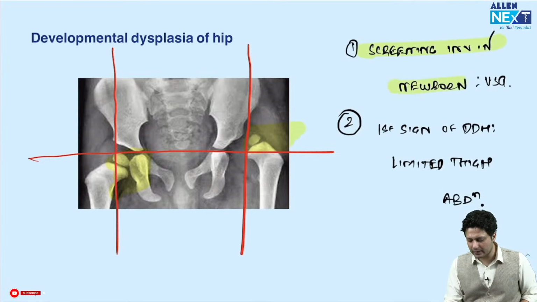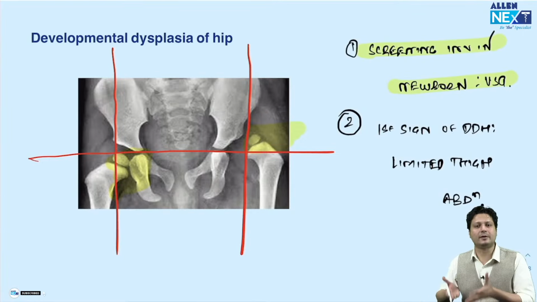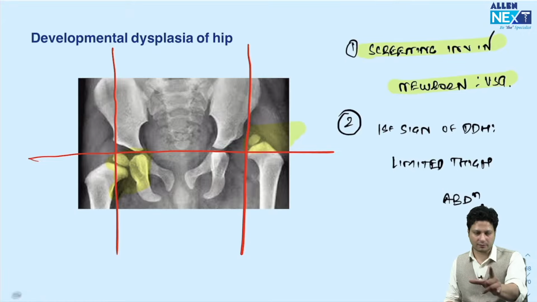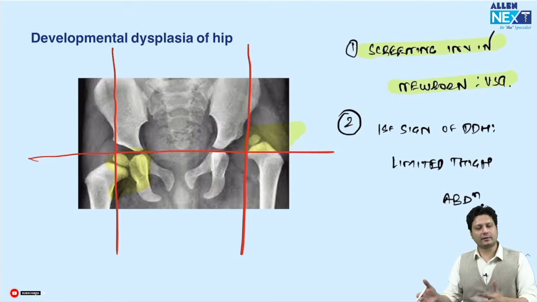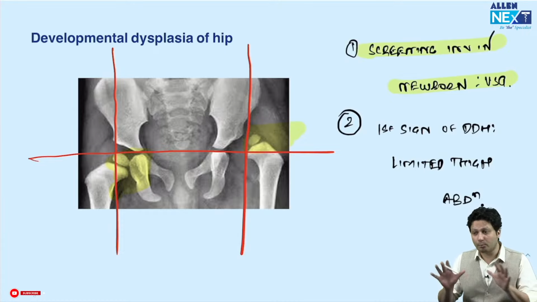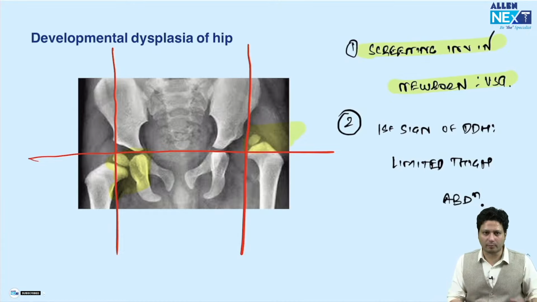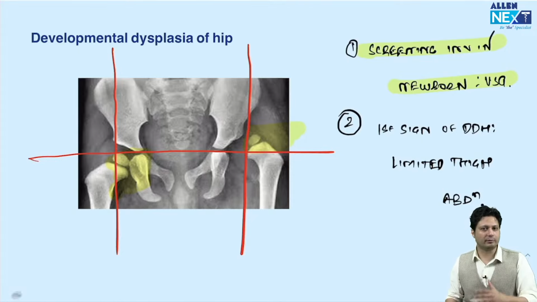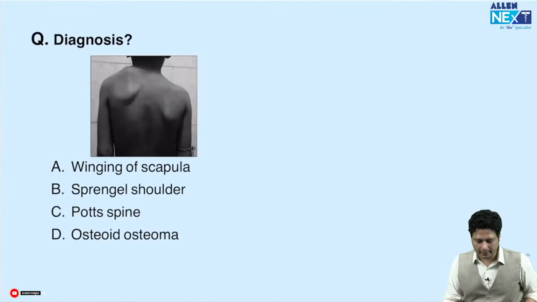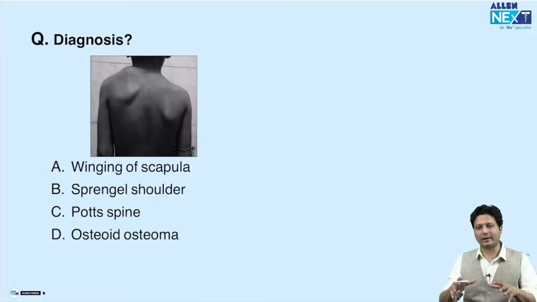Why is the screening investigation not MRI? Because the placement of the child in the MRI after birth is difficult. Point number 2, why are X-rays not considered to be the screening investigation? Because the head of the femur and the acetabulum, both of them are cartilaginous at the time of birth. So the real relation between the two cannot be observed. And then finally, what is the diagnosis which is provided to you in this question?